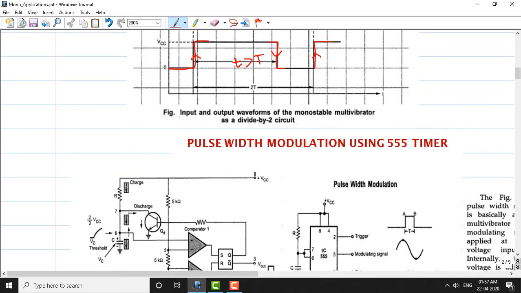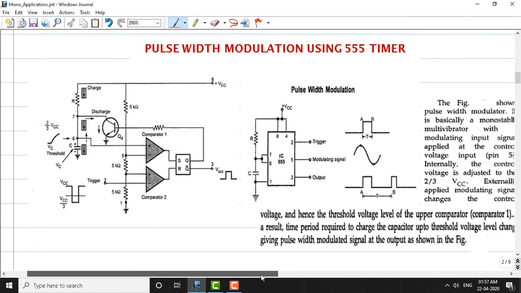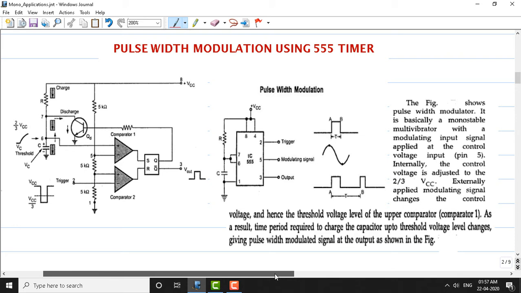Another application of the monostable multivibrator is pulse width modulation. This is a very popular application of the monostable multivibrator. The basic circuit remains the same. There is no change in the basic circuit. The only thing that changes is the signal that we apply here.